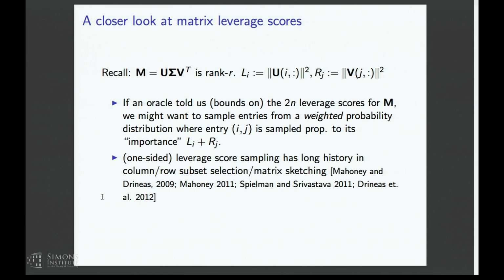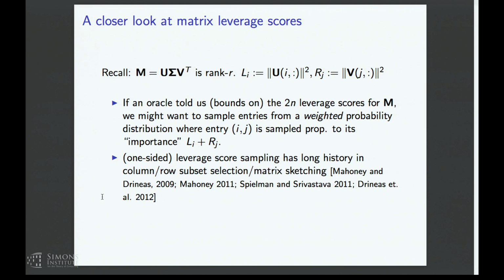So if an oracle told us bounds on these quantities, these numbers Li and Rj, gave us this information about the matrix, then you can imagine we might want to sample entries from a weighted probability distribution, where we sample an entry ij with higher probability if it's more important, meaning that the sum of the row and the column leverage score associated with that entry is higher. Okay. So this is the general idea behind importance sampling and designing optimal sampling distributions for Monte Carlo sampling and things like that.